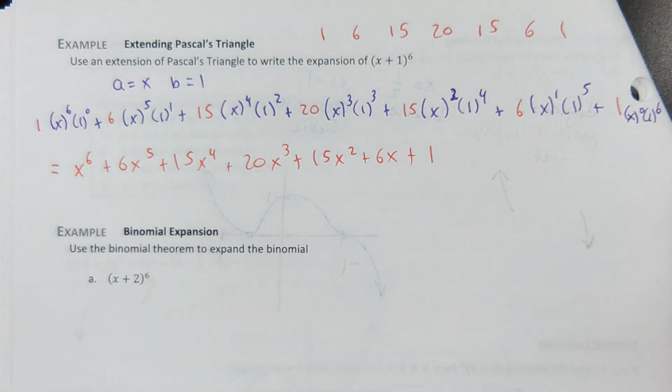It's so much faster than actually going through the distribution process 6 times. Oh my gosh. Trying to keep track of all your like terms would be terrible. Just awful. We don't want to do that.